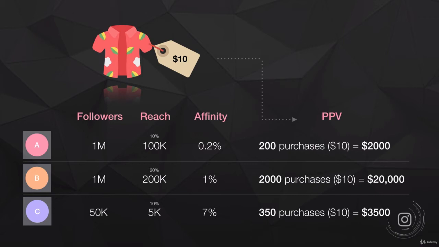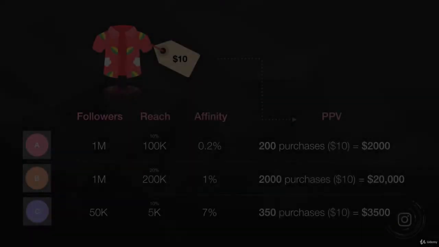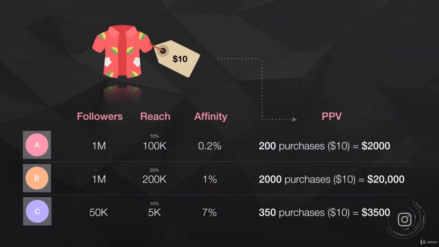It's actually at 0.2%. And if 100,000 people see it and 0.2% of people purchase, they've made 200 purchases of this shirt, which is $2,000. Now, account B have the same amount of followers, but they have an increased reach. So their post actually has 20% reach and it reaches 200,000 people.